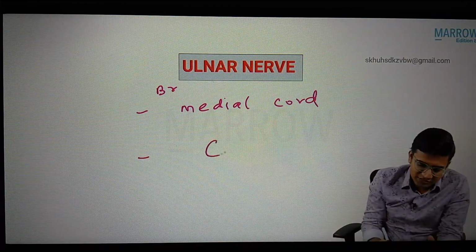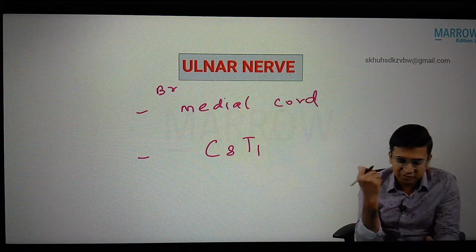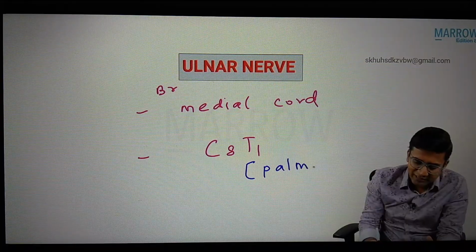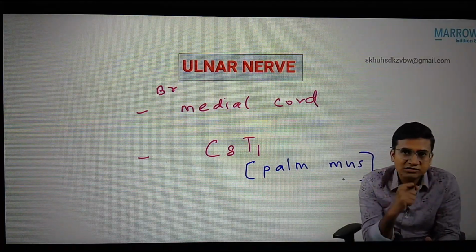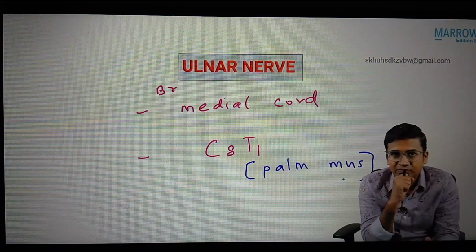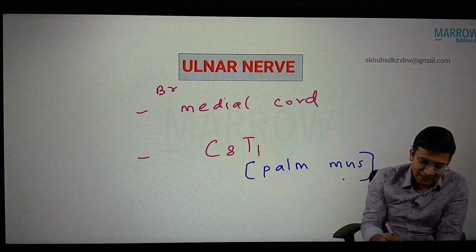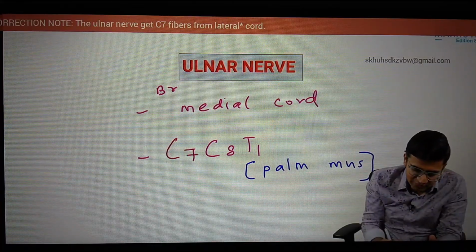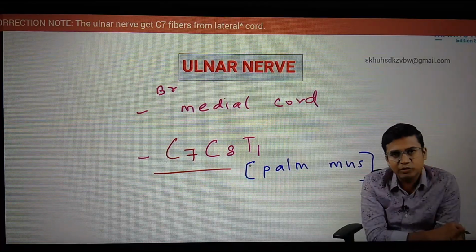So what is the root value? C8 and T1. I told you in the brachial plexus topic itself, C8 and T1 fibers mainly supply palm muscles. But ulnar nerve also supplies some muscles in the forearm: flexor carpi ulnaris, FDP medial half. So for that, the medial cord gives C7 fibers to the ulnar nerve. So the root value of ulnar nerve is C7, C8 and T1.